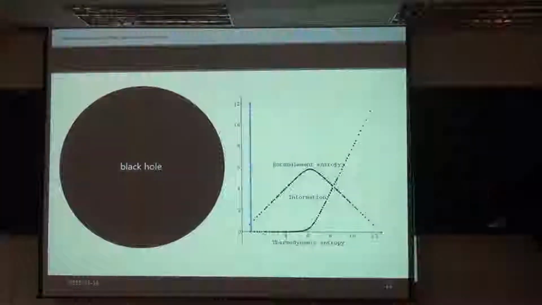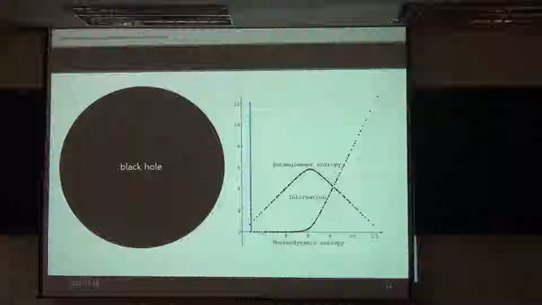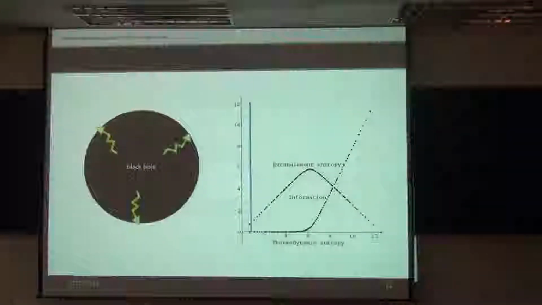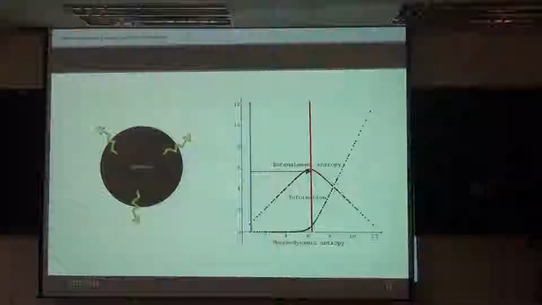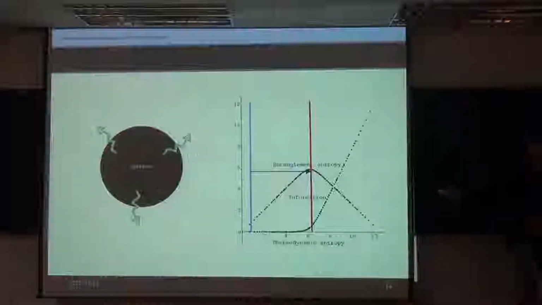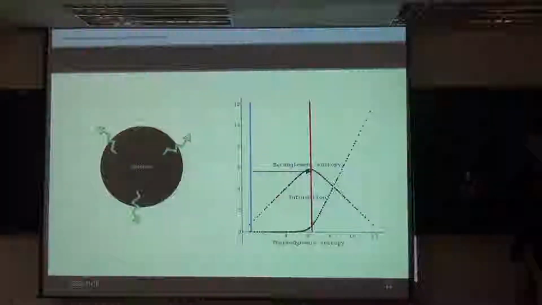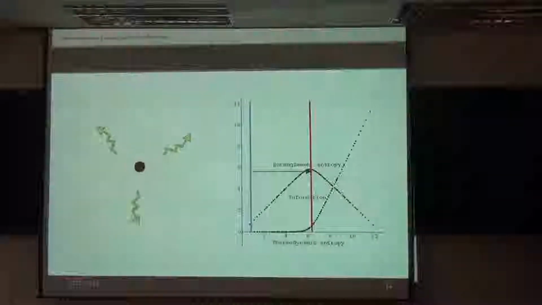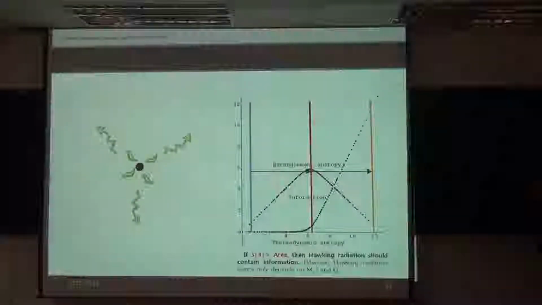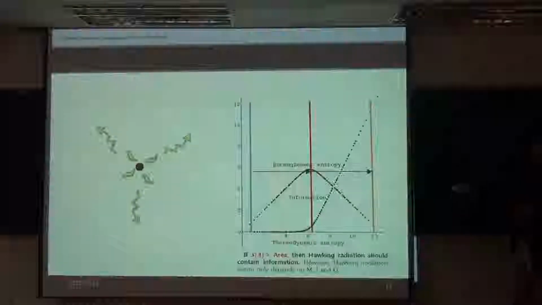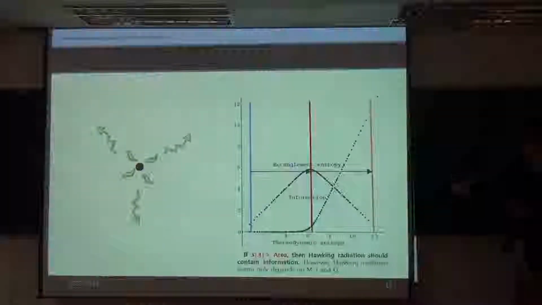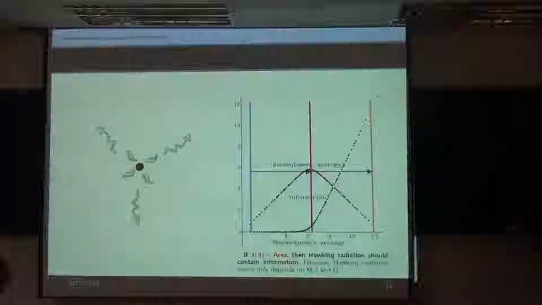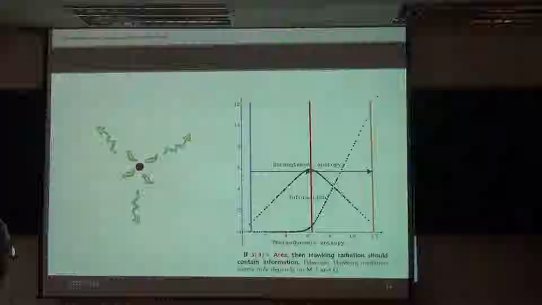So, there was very limited information, and as time goes on, the black hole emits, and let's say the black hole approaches the halfway point. Then still the black hole is very large, so it will still emit Hawking radiation. However, such radiation should contain the information. So if SA is proportional to the black hole area, then Hawking radiation should contain information.